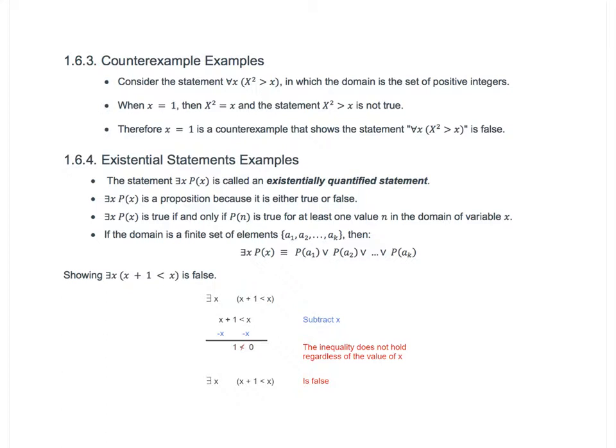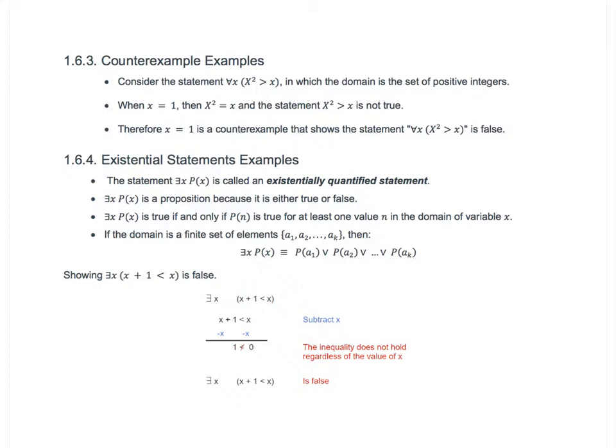Also, we showed that the statement there exists an x is called an existentially quantified statement. The symbol, a backward capital letter E, is read as there exists or there is. And when you put the quantifier there exists before a variable, and after that you mention a predicate, then the whole statement is called an existentially quantified statement.